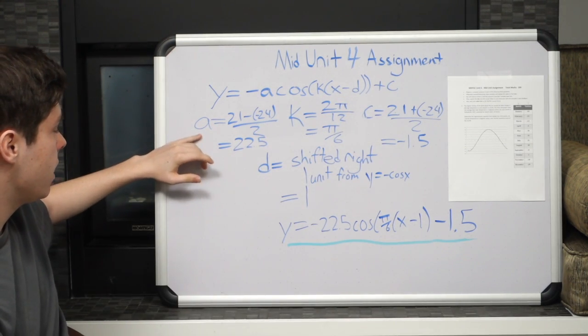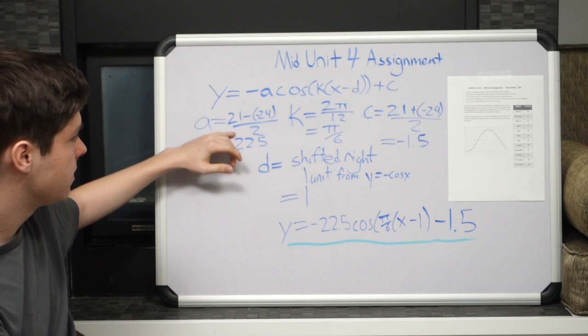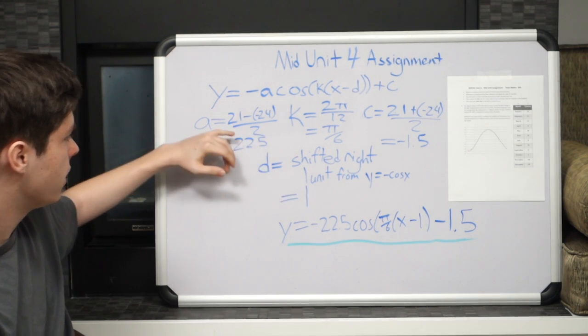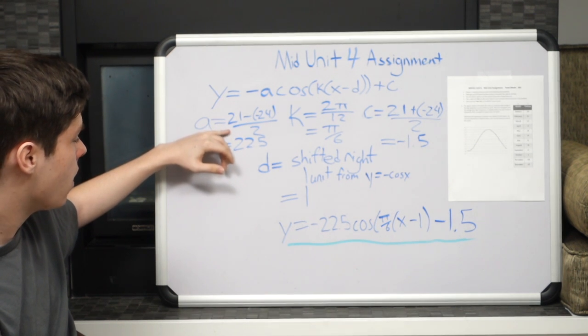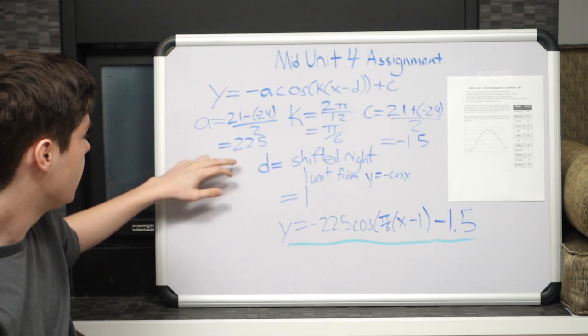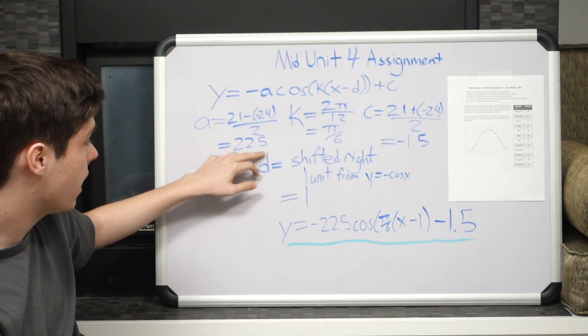So for a, you take the maximum y value and subtract the minimum y value. So that's 21 minus negative 24, and then you divide that by 2, and I got 22.5.